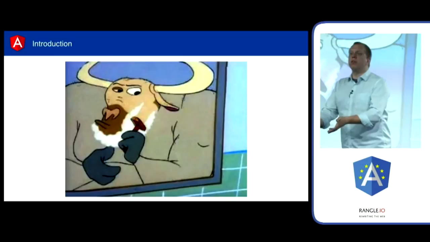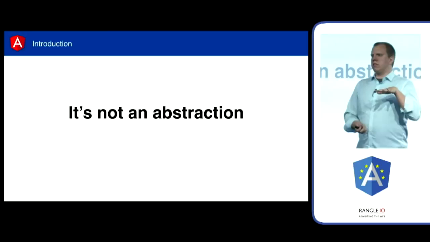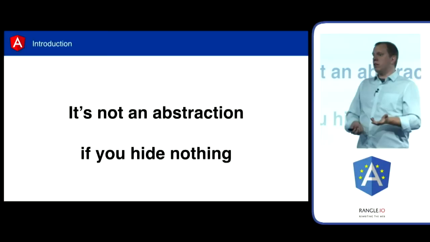So really, it comes down to you wanting to abstract those pieces, and those seeds and those do-it-yourself solutions don't abstract anything. It's not an abstraction if you hide nothing. Your emperor is still naked. You still see everything. Even if you pretend to put clothes on it, you still have to understand what's going on there.